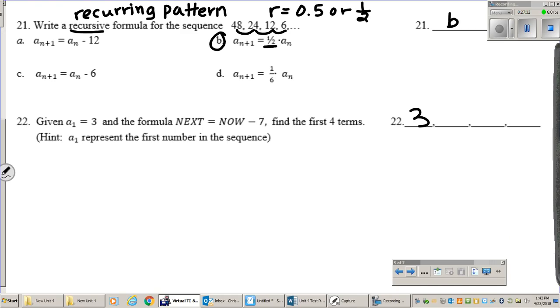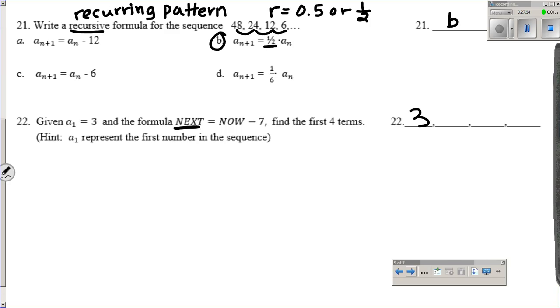And they tell us that to find the next term in the sequence, we take the now term and we subtract 7. So we're going to say 3 minus 7, so that's negative 4. Negative 4 minus 7, so negative 11. And negative 11 minus 7, so that's negative 18. So the first 4 numbers in the sequence are 3, negative 4, negative 11, and negative 18.